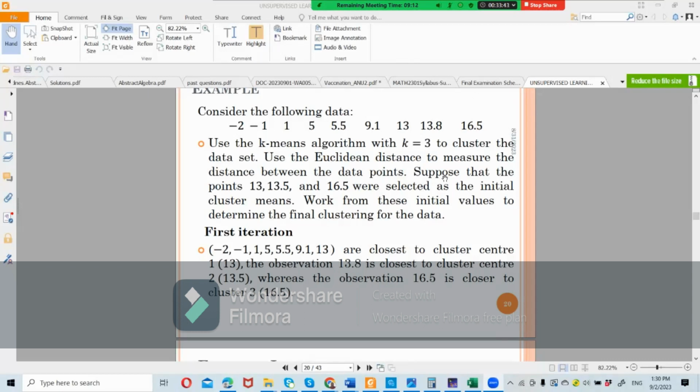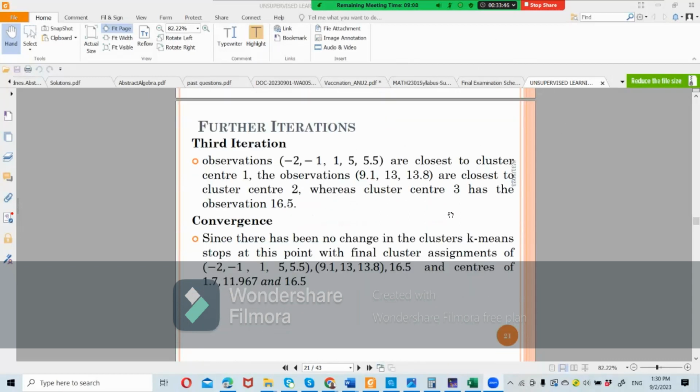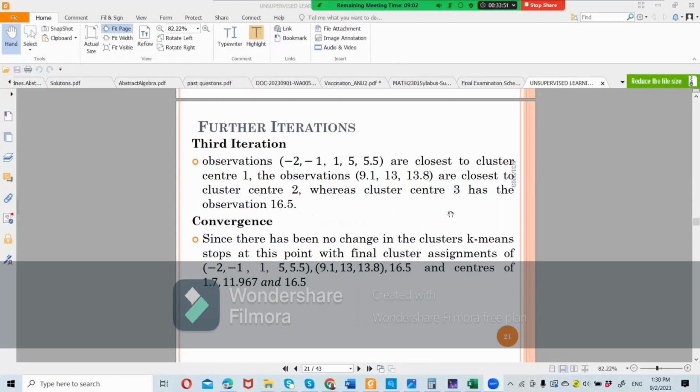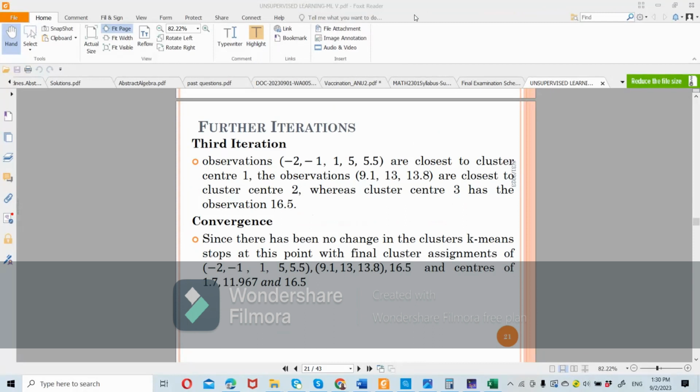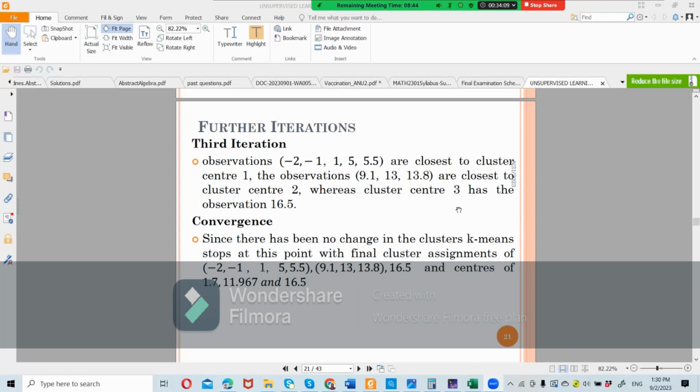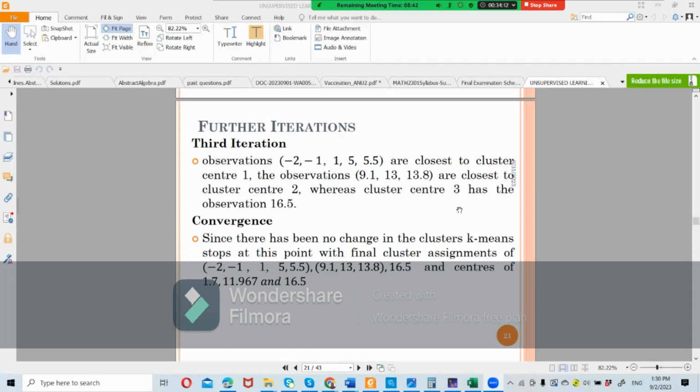Okay. Now, next slide, please. Now we're talking about the third iteration, then convergence. This has been explained. At the end of the day, the earlier data set has 3 clusters: -2, -1, 1, 5, and 5.5; then 9.1, 13, and 30.8; and 16.5. Those are the final clusters, and their centers are also defined: 1.7, 11.967, and 16.5. Our final clusters have been defined based on the original data set.